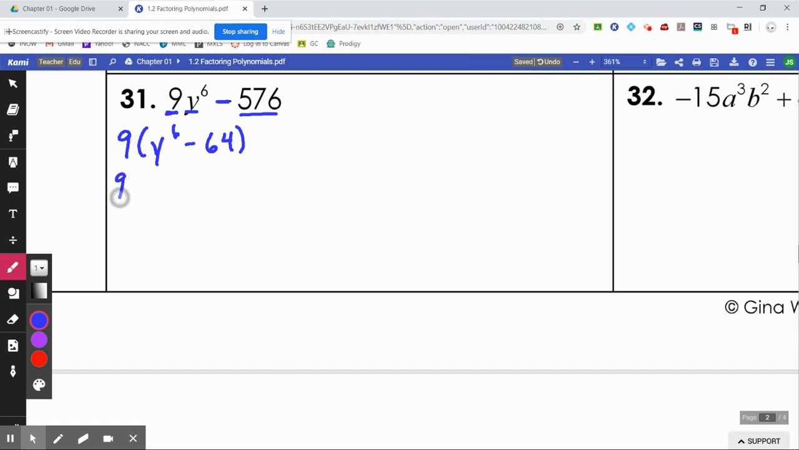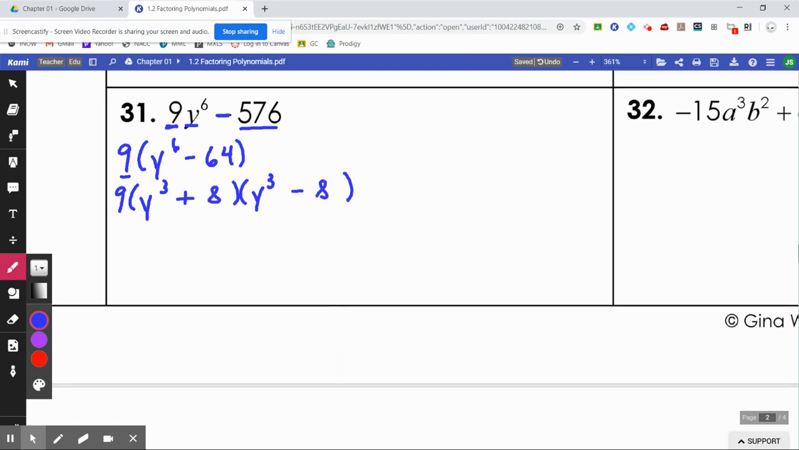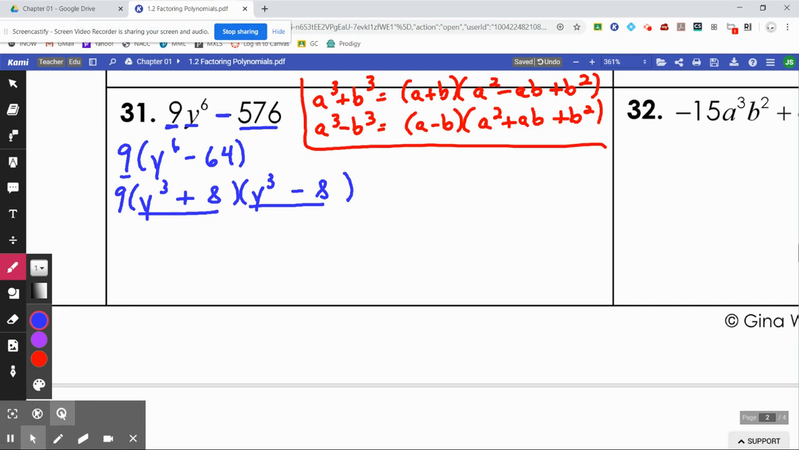Now, that would have made things a whole lot easier, because now is 64 a perfect square? Sure. So bring down the 9. This is difference of squares. We have y to the third times y to the third, and that would have messed you up if you hadn't done that. That plus and minus would be conjugates, 8 and 8. Now, this is what's going to make this problem long. This is sum of cubes. This is difference of cubes. So we're actually going to have to work this problem 2 more times using our sum of cubes and difference of cubes formulas. And there they both are.